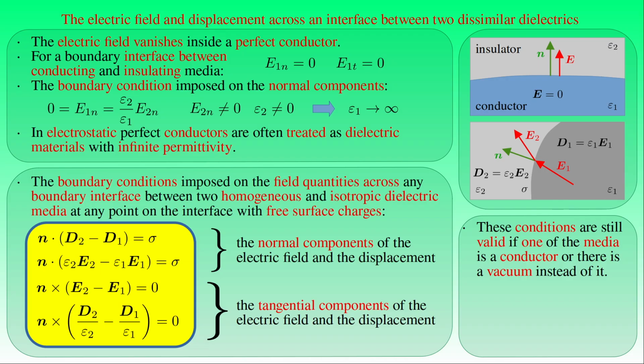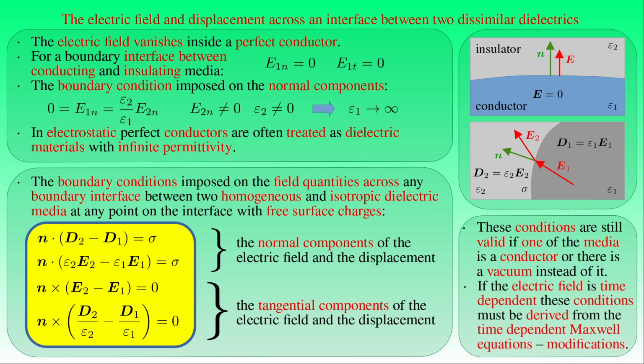However, these boundary conditions are the consequence of the Maxwell equations describing the field quantities in electrostatics. If the electric field is time-dependent, then the same conditions must be derived from the full set of the time-dependent Maxwell equations describing the time evolution of the complete electromagnetic field in the two media separated by the boundary interface. It involves some modifications of the original equations due to the time evolution of the electric field generating a magnetic field. The equations derived for the electric field must also be supplemented with the equations of the boundary conditions for the quantities describing the magnetic field.